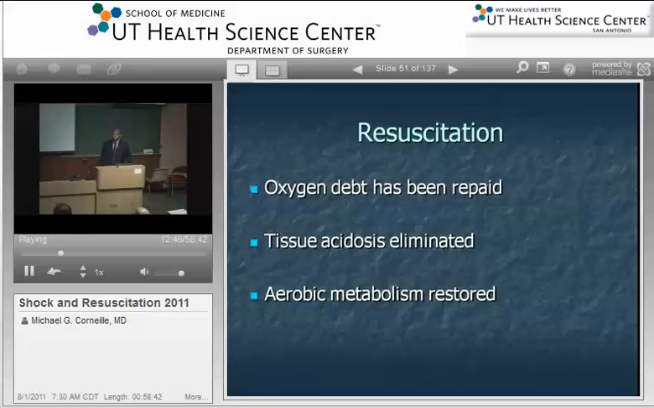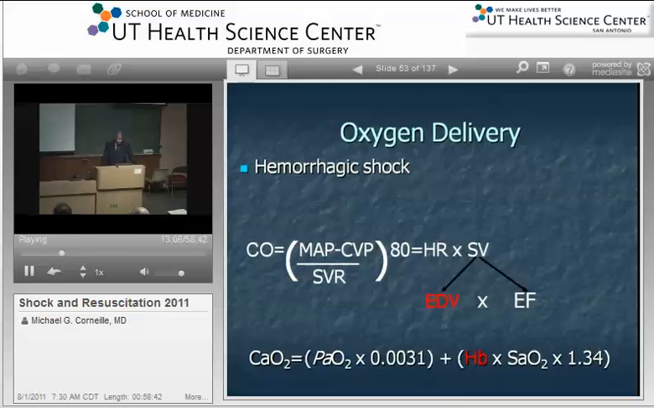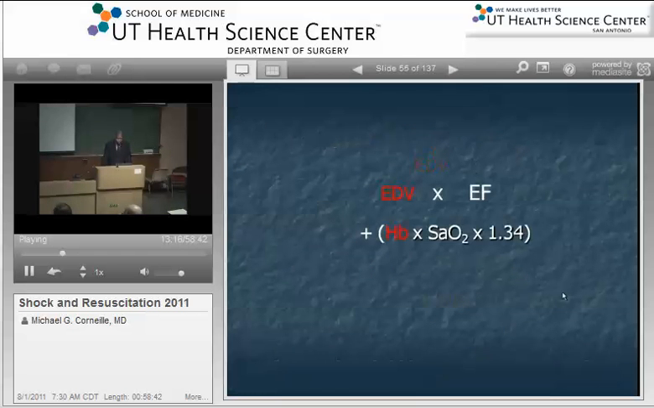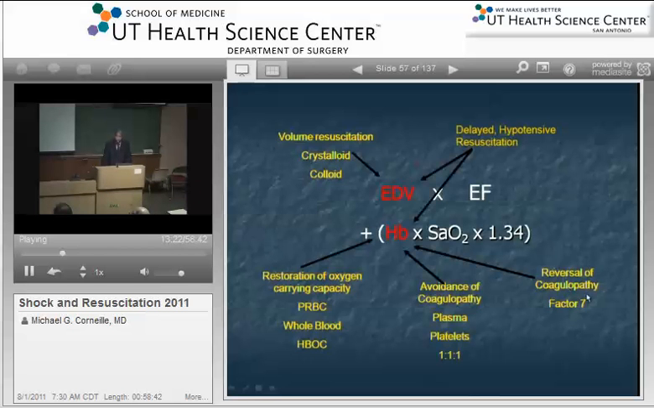So if shock can be described as cellular oxygen demand not meeting consumptive needs, resuscitation occurs when that oxygen debt has been repaid, when tissue acidosis is eliminated and when aerobic metabolism has been restored. So back to that slide about hemorrhagic shock. If hemorrhagic shock represents a failure of preload and hemoglobin, if you rearrange those and isolate just preload and hemoglobin, then all of the other strategies that have been tried, or many of the other strategies that have been tried to combat hemorrhagic shock, which is what I'm going to talk about.